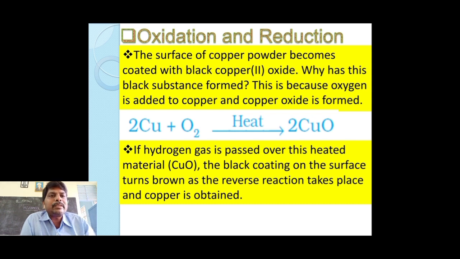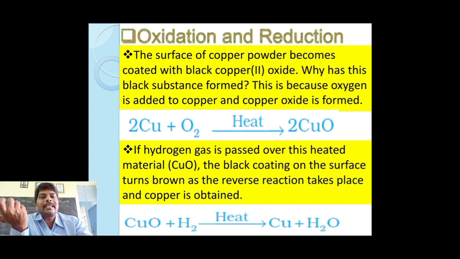If hydrogen gas is passed over this heated material CuO, already you know the color of CuO is black. If you pass the hydrogen gas through this CuO, then the black coating on the surface turns brown. That means again you get the brown color. So the reverse reaction takes place here. The original reaction: copper, brown, changes to copper oxide, black. Now you pass hydrogen gas through copper oxide, and the black compound is again converted into brown. This reverse reaction is called reduction.